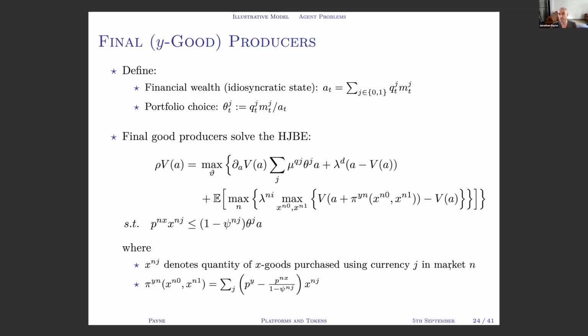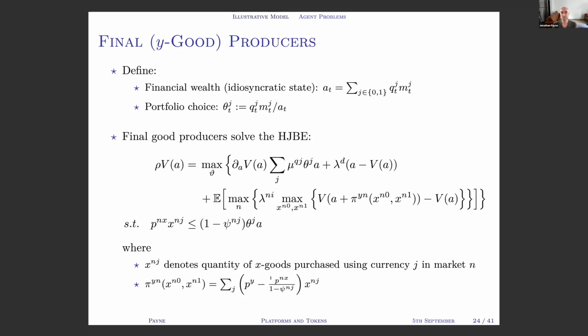And the difficulty is sometimes there's a penalty if you use the wrong currency in the platform, chosen by the platform. And so when these Y good producers are deciding where to purchase or how to purchase inputs, they end up with a profit, where the profit depends on how much they purchase using each particular currency, where they potentially have to pay some kind of penalty in addition to the price if they use the currency the platform doesn't want them to use.